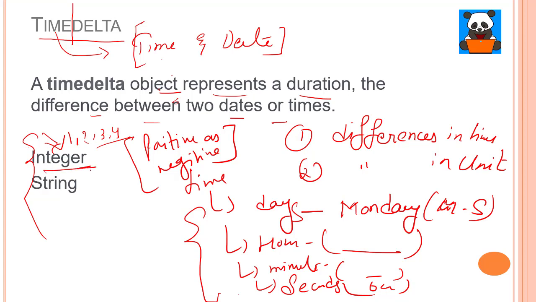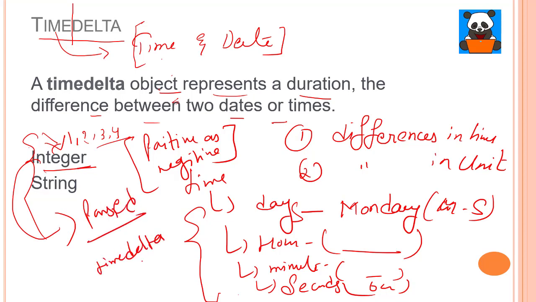When you pass the integer value with the unit argument, it creates a time delta object. That is the main thing we create. In the same way, when it comes to string, we pass a string literal, with which we can create a time delta object. With the help of a string literal also, we can create this particular time delta.